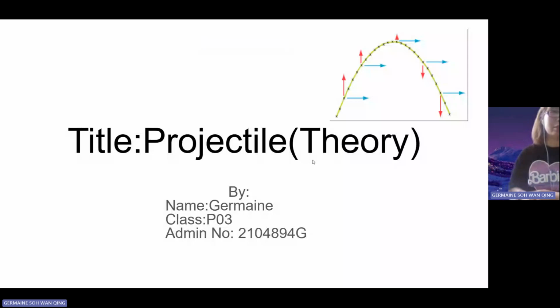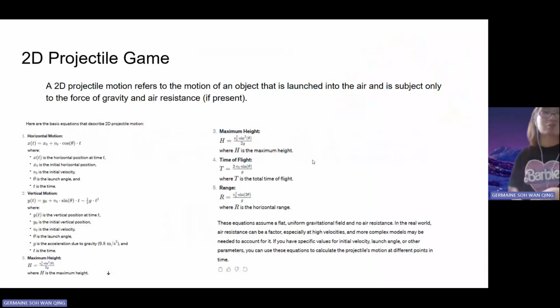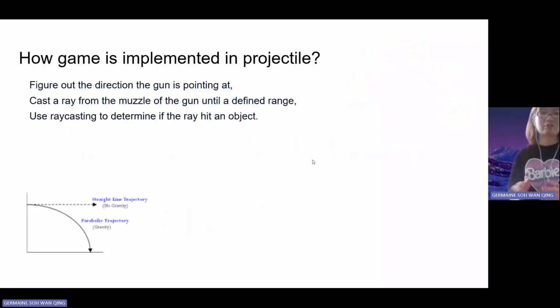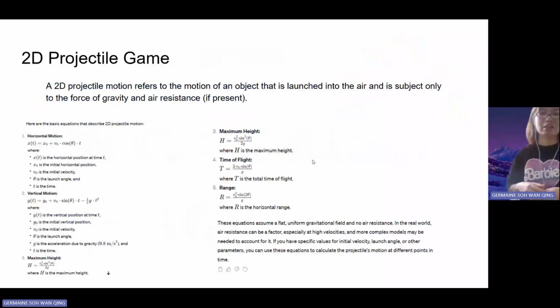Second slide will be 2D projectile. A 2D projectile refers to the motion of an object that is launched into the air and is subject only to the force of gravity and air resistance. Below is the formula of projectile motion. There are horizontal motion, vertical motion, maximum height, time of flight, as well as the range for calculation.